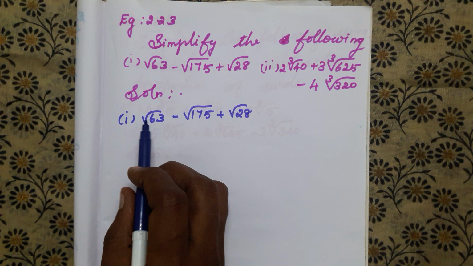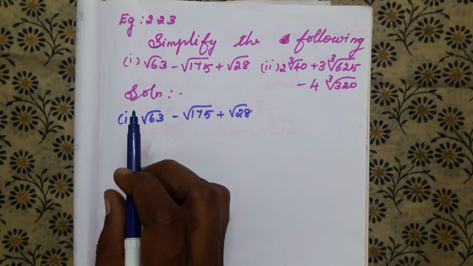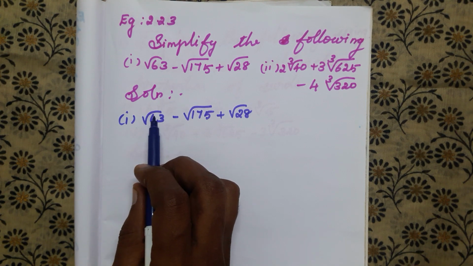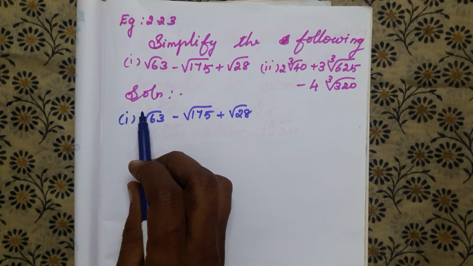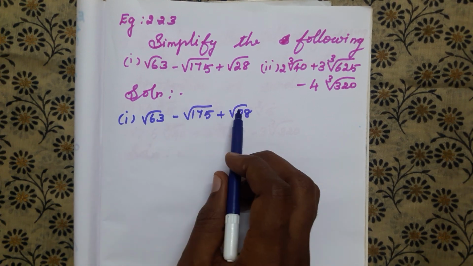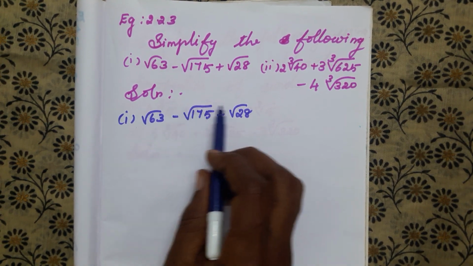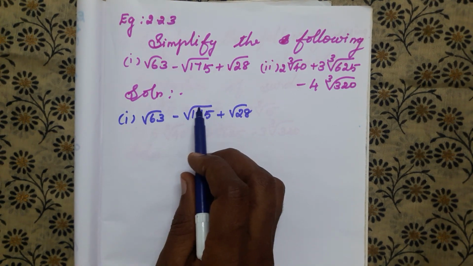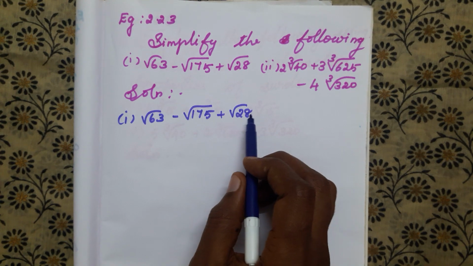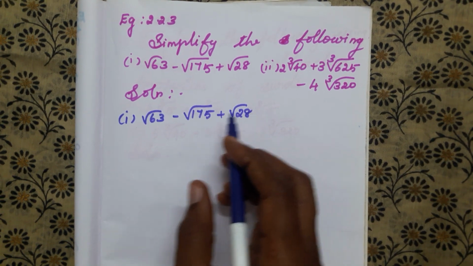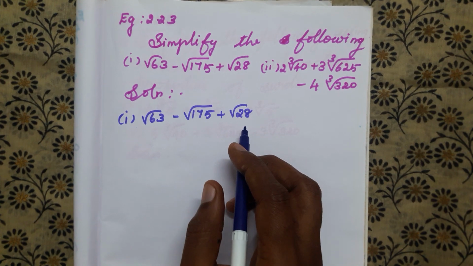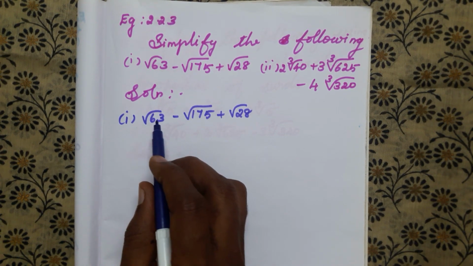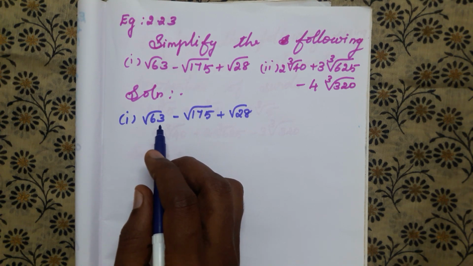Now, already I have explained, if we have to add, the radicand as well as order should be equal. Now here you check it. What's the order? Everywhere order is 2. But the radicand here is 63, here 175, here 28. The radicands are not equal. But whether we can simplify this? Yeah, we can write this in the simplest form.